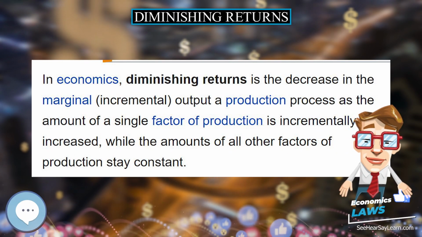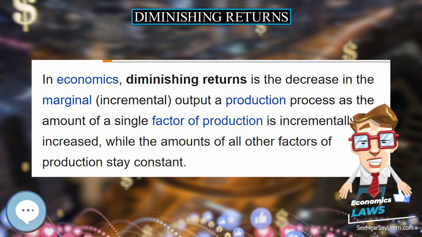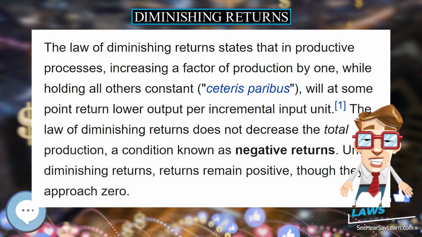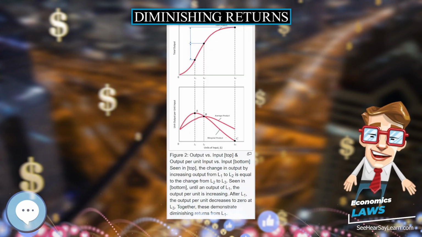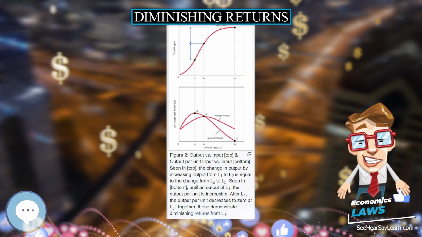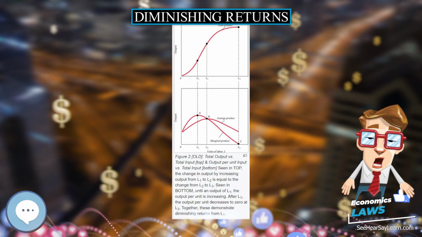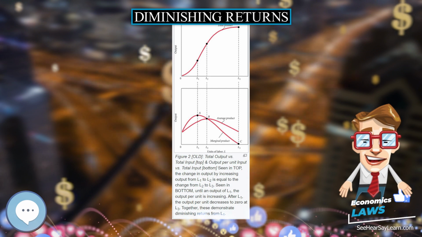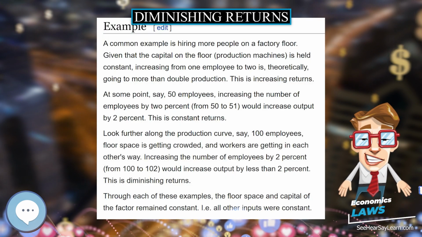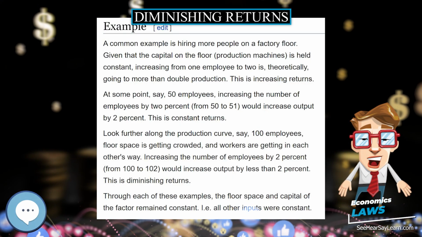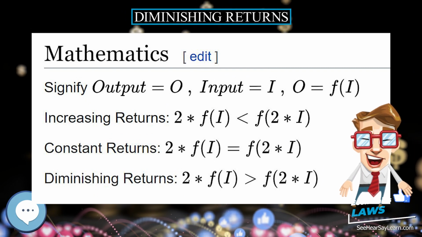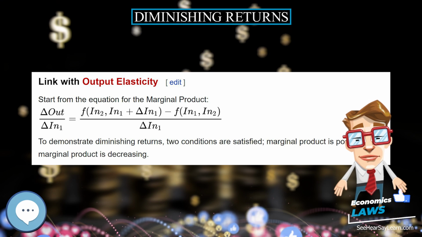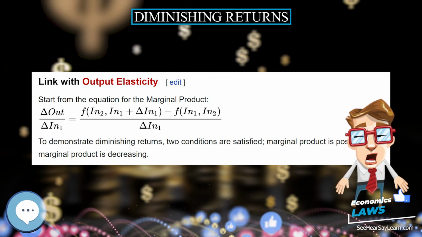Diminishing returns. In economics, diminishing returns is the decrease in the marginal, incremental, output of a production process as the amount of a single factor of production is incrementally increased, while the amounts of all other factors of production stay constant. The law of diminishing returns states that in all productive processes, adding more of one factor of production, while holding all others constant, ceteris paribus, will at some point yield lower incremental per unit returns.